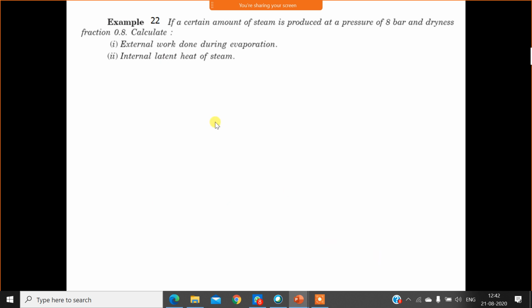Next problem. If a certain amount of steam is produced at a pressure of 8 bar and dryness fraction 0.8, calculate external work done during evaporation and internal latent heat of steam.